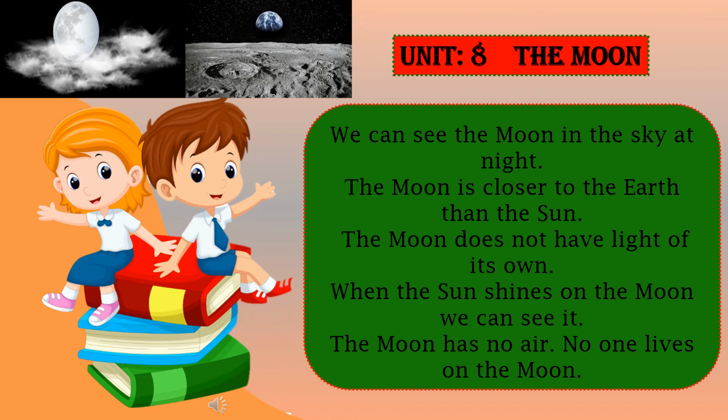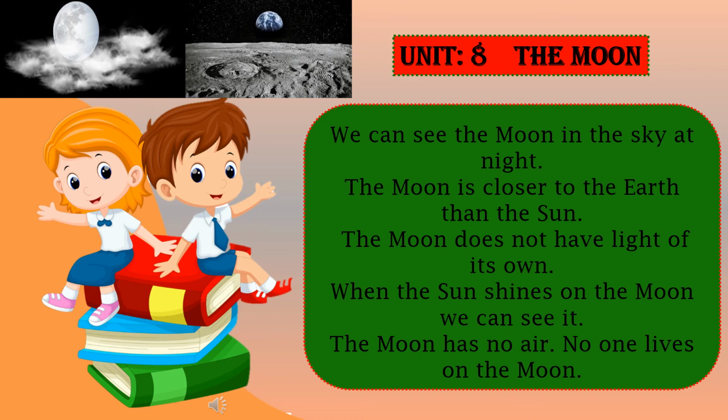We can see the moon in the sky at night. And why can we see the moon in the sky at night? Because of Earth's rotation, at night time the part of the earth where we are living is not getting light from the sun. It is facing away from the sun, so we can see the moon, and the moon also reflects the sun's light, so that we can see the part of the moon that is reflecting the sun's light.